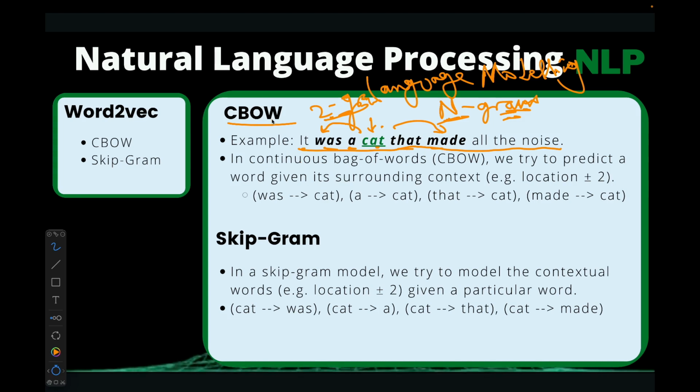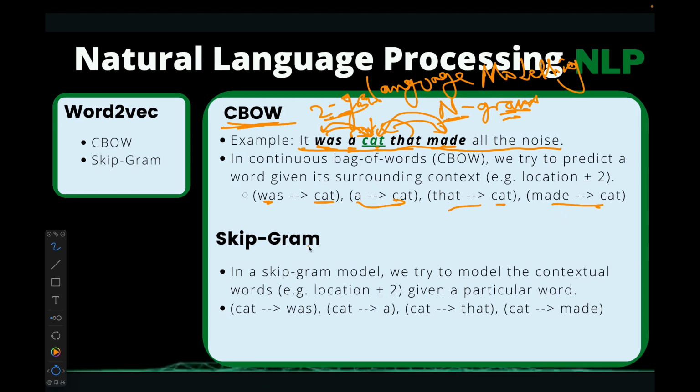What continuous bag of words, or CBOW, will try to do is this: given the word "was", can we predict cat? Given the word "it", can we predict the word cat? We have "that" right after the focus word, so can we predict cat? We have "made" over here, can we predict cat? That's what CBOW is actually trying to do.